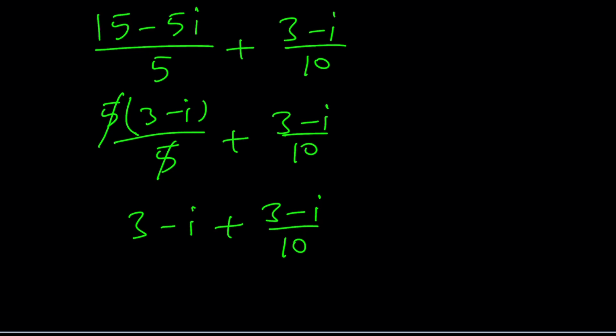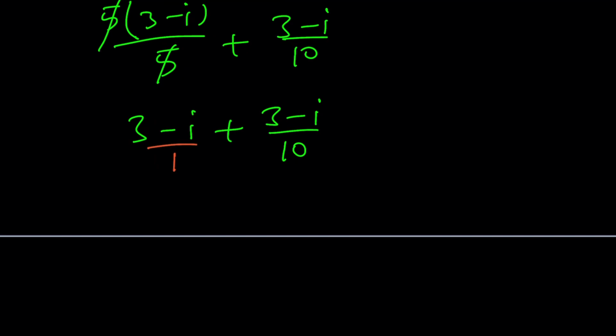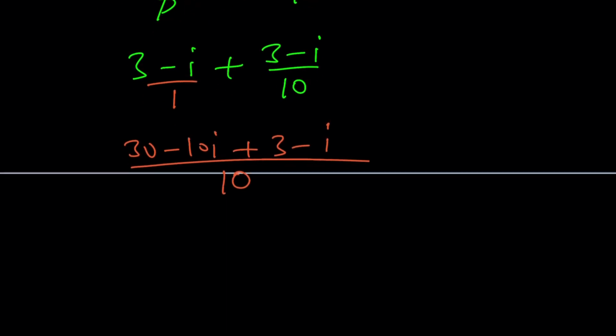Let's go ahead and make a common denominator. Multiply by 10. You're going to get 30 minus 10i. And then now you can add them because you have a common denominator, which is 10. And then you can just add by adding the real parts and the imaginary parts. And then when you divide by 10, you should get the answer.